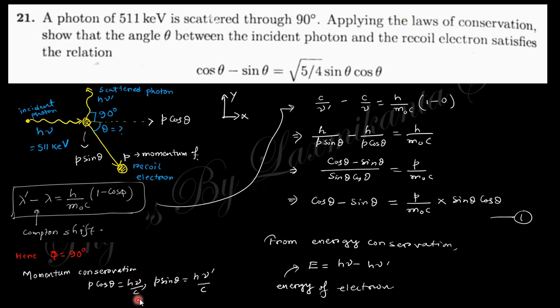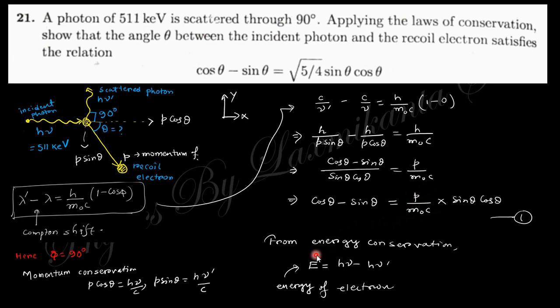p cos theta equals h nu by c and p sin theta equals h nu prime by c. From the relation lambda equals c by nu, this is c by nu prime and this is c by nu. Since the angle is 90 and cos 90 is 0, you get this relation. So in this relation you need to find this one.